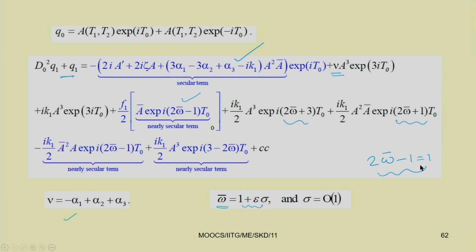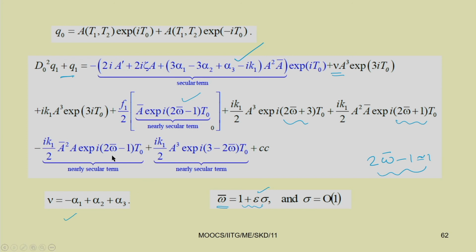So from here we know 2 omega bar equal to 2, or omega bar nearly equal to 1. So we can take the condition that omega bar is nearly equal to 1. To write down the nearness to 1, we can use this detuning parameter. So this is a nearly secular term.